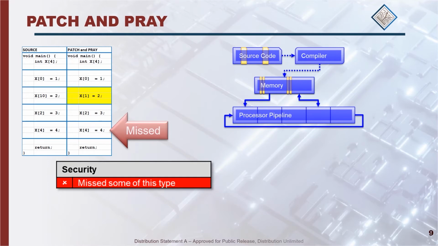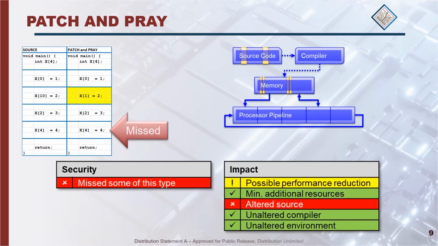Well, so it's missed on the security, but let's take a look at the impact of this approach. It's possible that we may have reduced some performance because we've changed some of the software. In this case, it's not very likely. We haven't really changed any additional resources for this. The compiler's still the same. We haven't needed more memory or changed the processor in any way. So that's good. We have altered the source code, and as I pointed out before, that could potentially impact requalification. We haven't changed the compiler, so that's good, and we haven't changed the environment. We haven't required additional tools or new training.